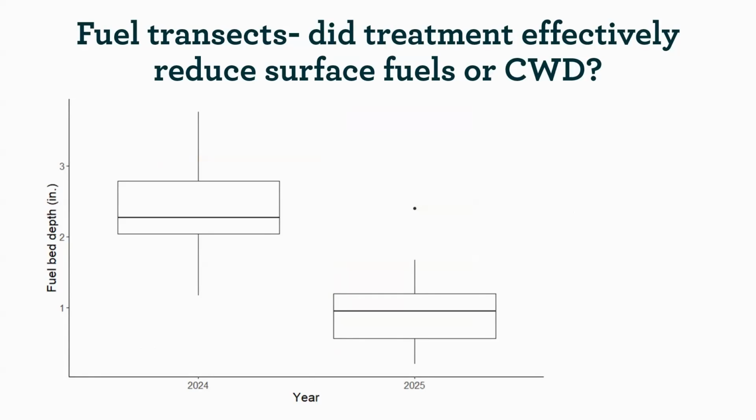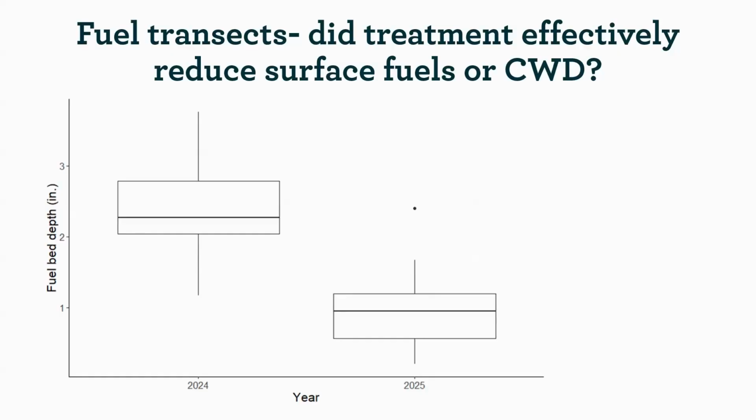1 inch of litter represents tons of acres of fuel. So by reducing that fuel bed depth by over 1 inch, it decreases the future probability of ignition. And if a wildfire does ignite in the future, it should reduce smoke levels and reduce burning or residence time around trees.